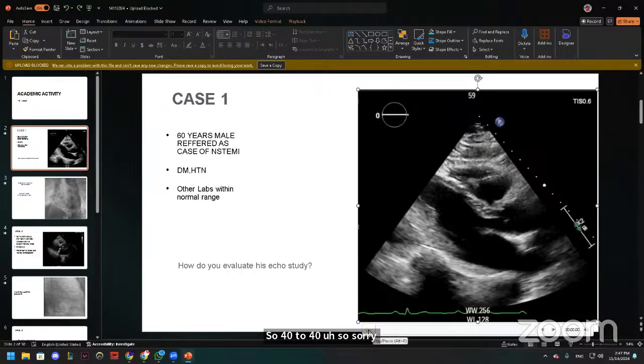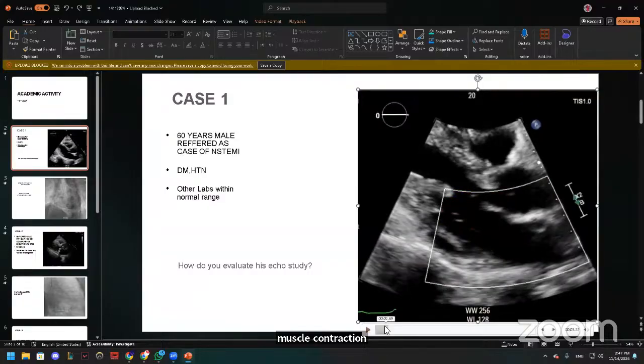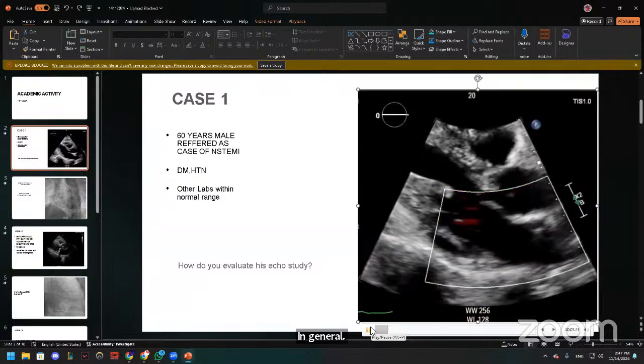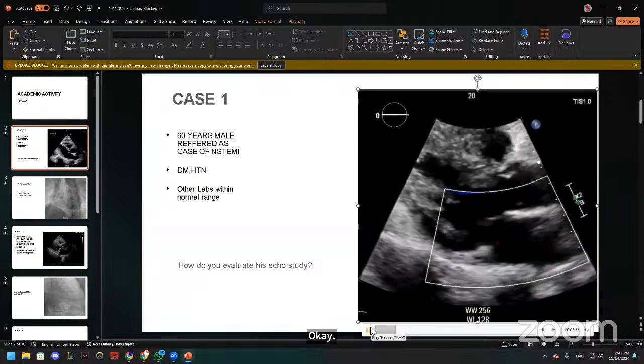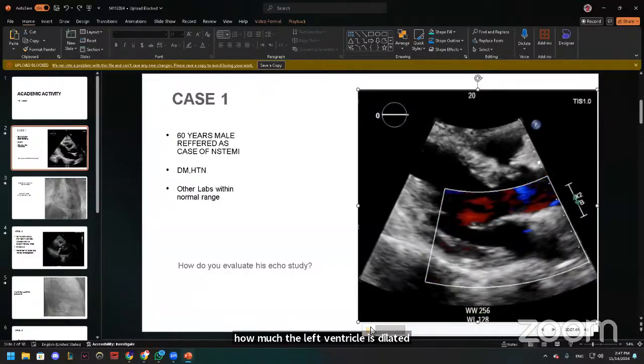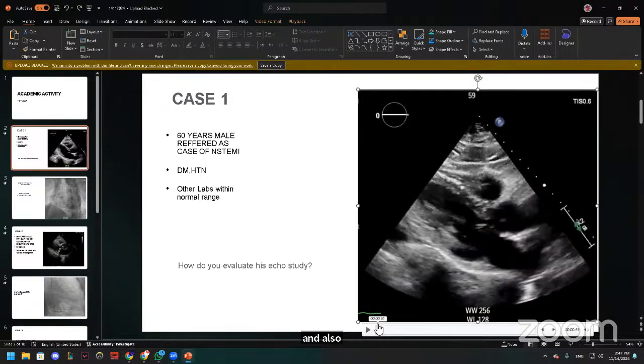No. How did you come up to this conclusion? Is there any criteria that you're following? Muscle contraction, also dilatation of the ventricles, in general. Okay. How much the left ventricle is dilated, and also mainly muscle contraction. You're right.